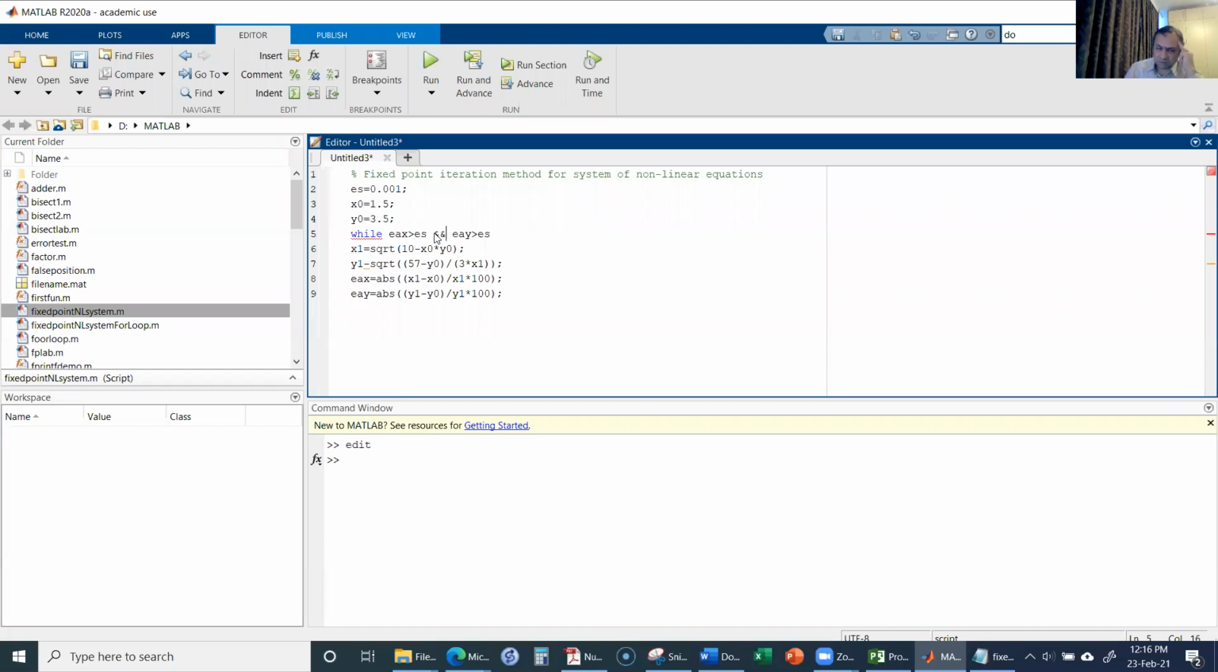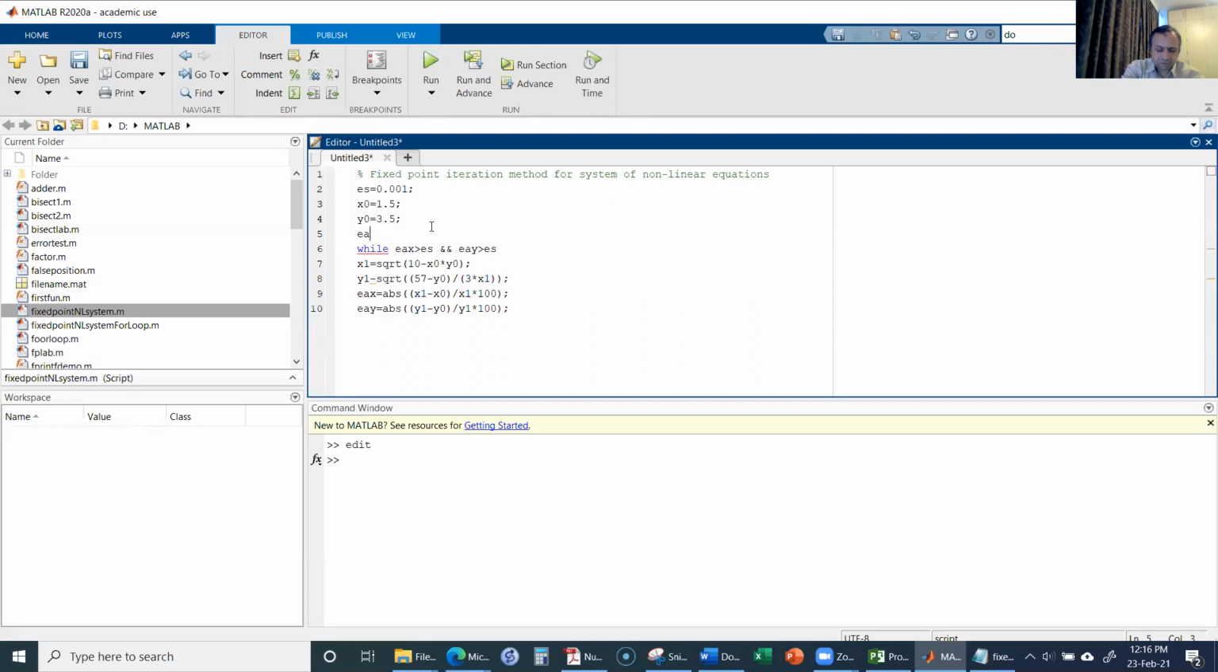Okay. So while EAX is greater than this stopping error, and while EAY is greater than this stopping error, we will run this loop. But I think we need to complete some processes first, because we have not defined EAX and EAY over here. So first of all, we have to define EAX and EAY.